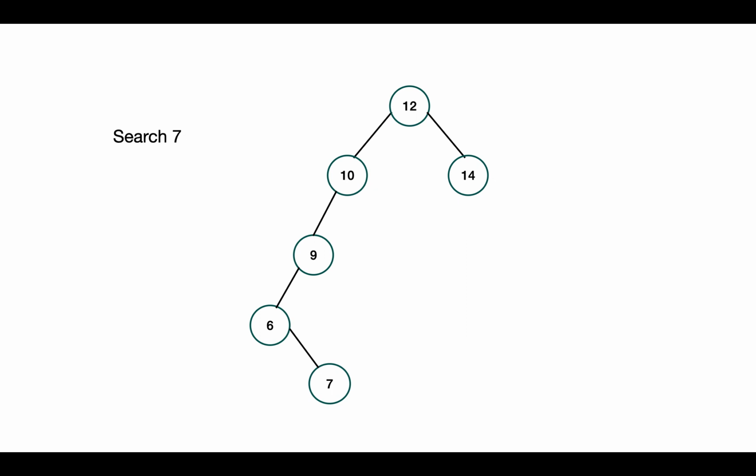Consider this skewed binary search tree. Searching for node 7 will not take order of log n this time, as it won't actually be eliminating half of the tree at each step. So in this case, the worst case complexity would be order of h, where h is the height of the tree, and the space complexity will be constant.